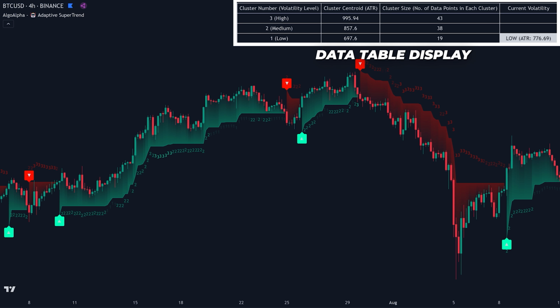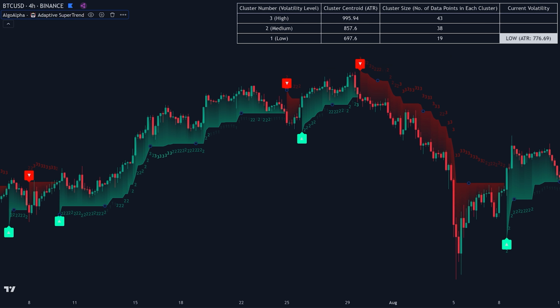Data table display shows detailed information about the current volatility levels. You can see which cluster the market is in and how strong the volatility is, giving you a deeper understanding of market conditions. Now let's delve into the components of the Machine Learning Adaptive SuperTrend Indicator by adjusting the settings.